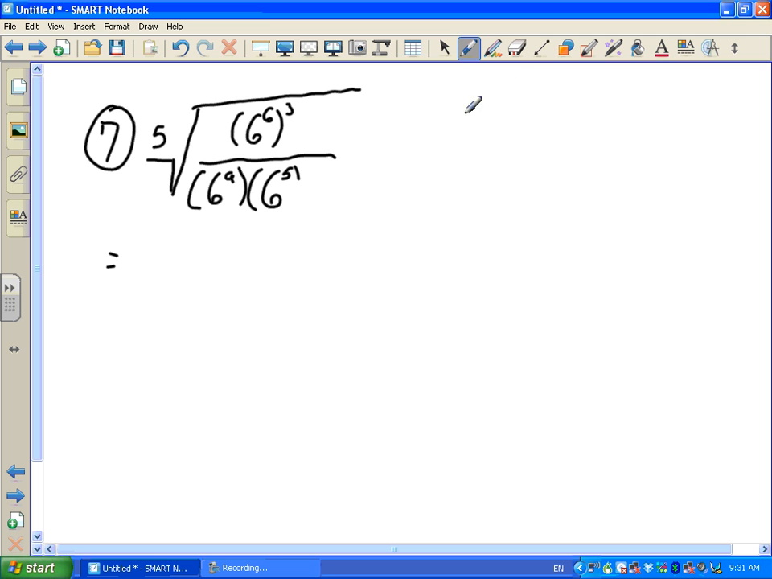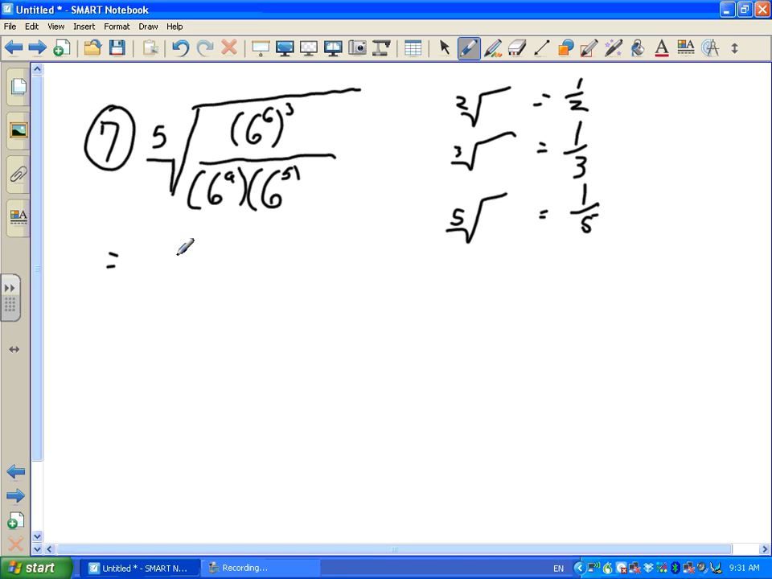If you guys remember, any root, whether it's square root or third root, can be written as a fraction for an exponent. So if I have something that looks like that, that's the exponent of a half. This would be the exponent of a third. So we're dealing with the fifth root of everything. So that's the exponent of 1/5.